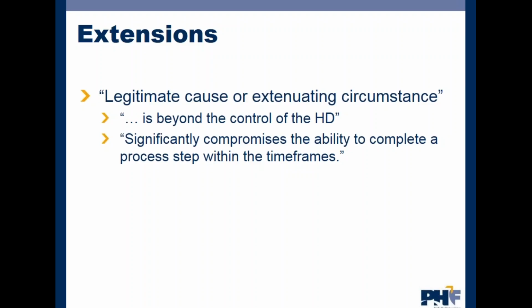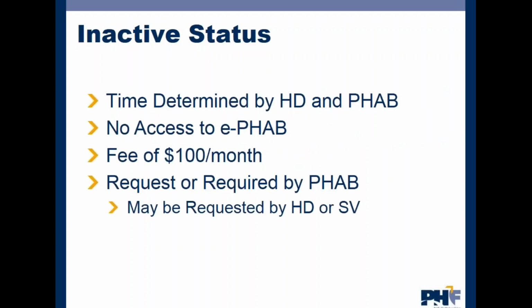Now, "we need extra time" is not considered a legitimate excuse. It might be a legitimate situation, but it's not accepted for an extension. That would come into play when we talk about inactive status. This is a case where more time is needed to properly prepare or complete the activities of a step, usually involving documentation. During inactive status, PHAB is locked down and the applicant cannot revise or upload any documentation. They do have read access, so they can see what's in there, but they can't make any changes.